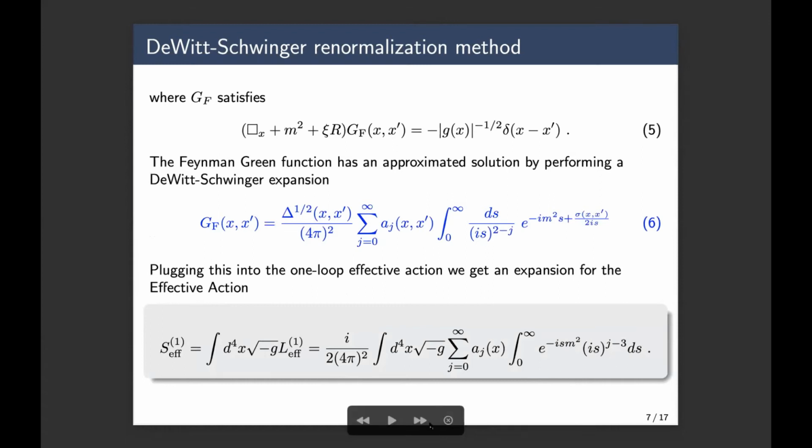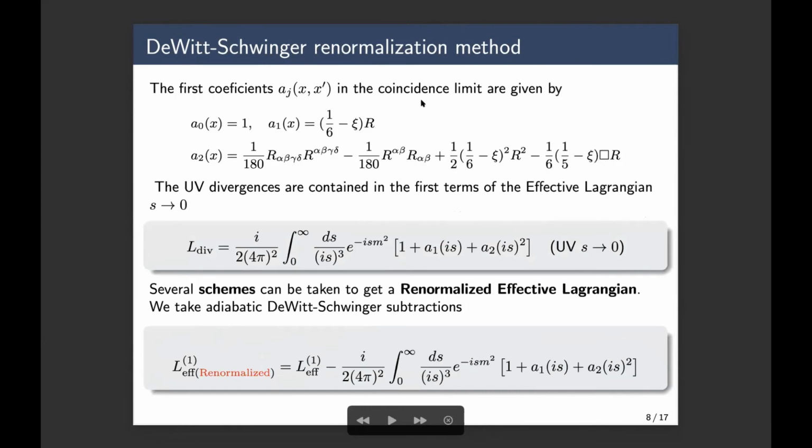So these divergences are localized in the first terms of this expansion, which contains the following coefficients, which will produce modifications to the Hilbert-Einstein action. And we see in this block that the divergences are localized when the S parameter goes to 0 in the limit below. So for higher terms, this integral is already finite.